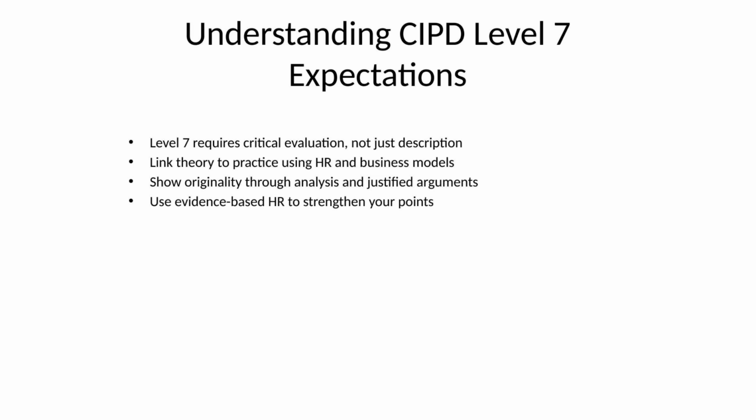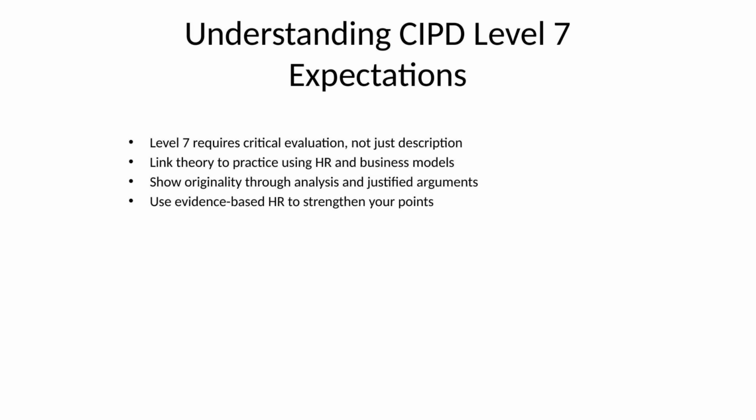CIPD Level 7 assignments demand a high level of critical thinking and evaluation rather than simple description. To score well, you should avoid just stating theories and instead link them directly to workplace practice, showing how they apply to real organizational contexts. The assessors want to see originality, which means not just repeating textbook definitions, but analyzing and evaluating their impact. For example, applying Ulrich's HR business partner model or psychological contract theory to your chosen workplace.